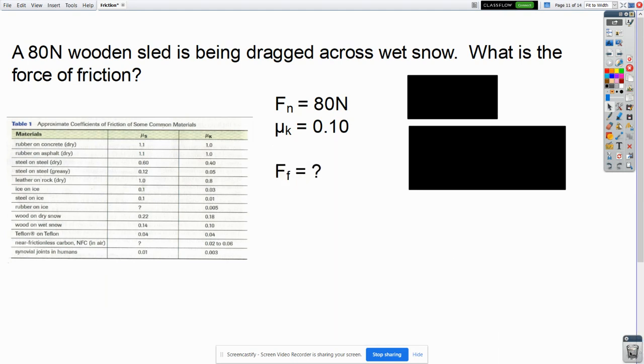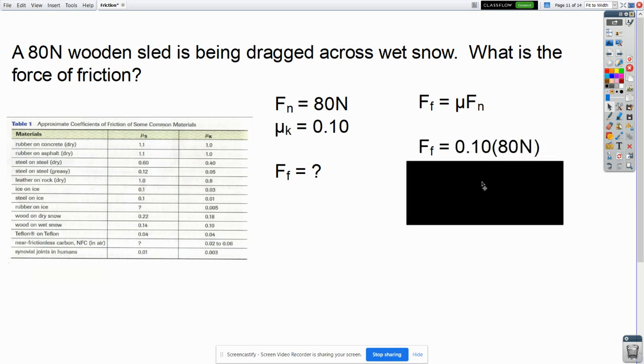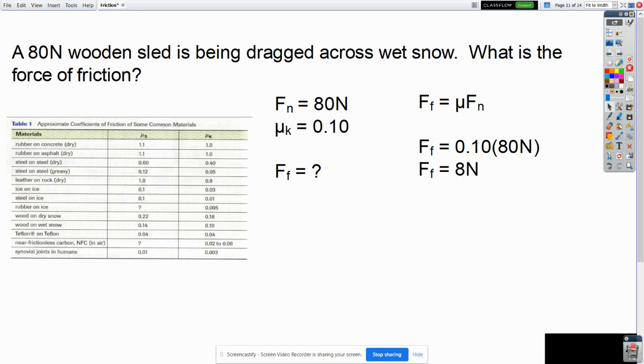We want to know what the force of friction is. That's the equation for calculating friction. It's the only one that friction actually comes up in. It's 0.1, the coefficient of friction, times the normal force of 80 newtons. 0.1 times 80 is 8 newtons of friction. There will be 8 newtons of kinetic friction that has to be overcome in order to keep the sled in motion.